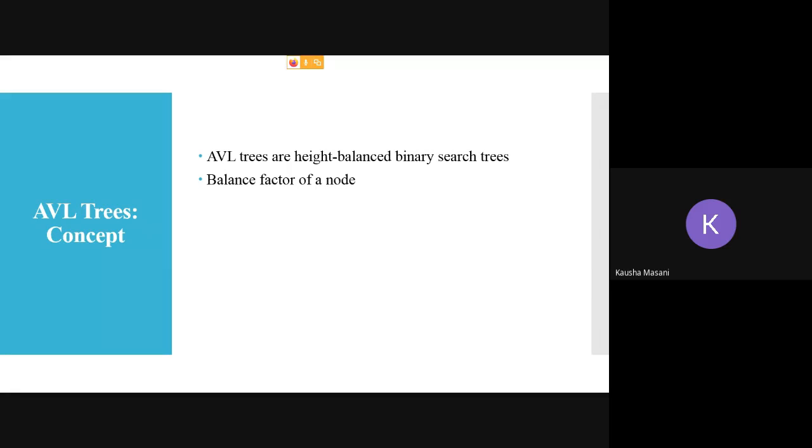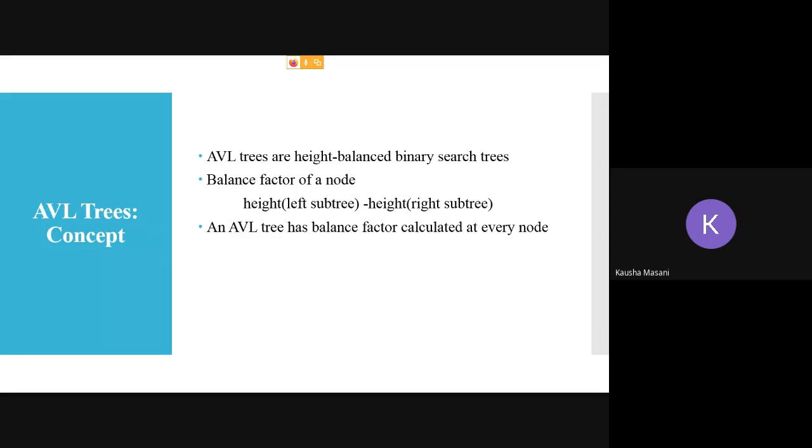So the concept again: they are height balanced binary search trees. Balance factor of the node, how you are going to calculate that? Height of your left subtree minus the height of your right subtree. And you have to remember that you have to calculate balance factor at each and every node after each and every deletion or insertion. Whichever operation you are doing, after each operation you have to calculate the balance factor at each and every node. Everybody with me till here? Yes or no?